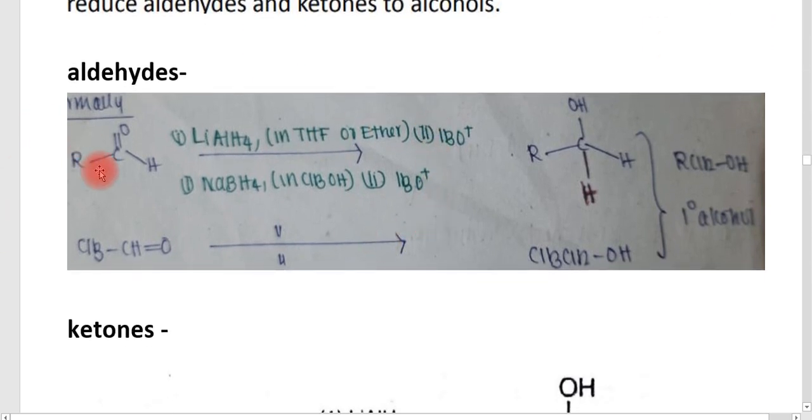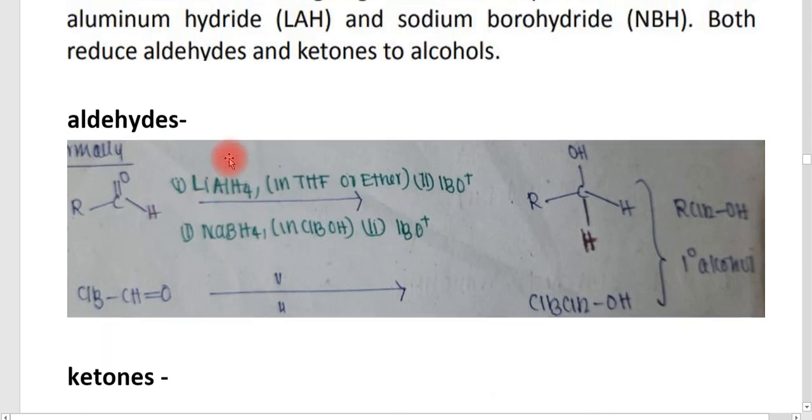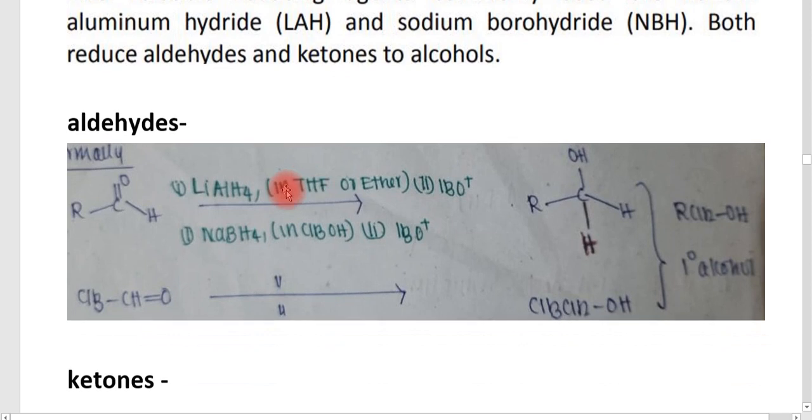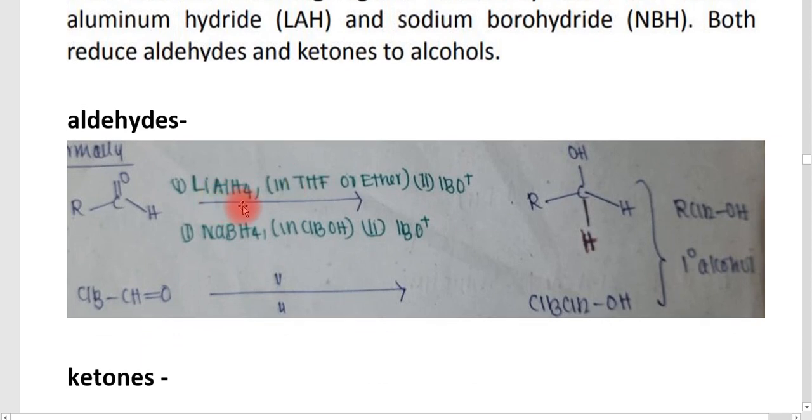You can see here the aldehyde is reduced in the presence of lithium aluminum hydride. Here it is given as LAH. It is also shown as LiAlH4. I think this is a common notation in your guides. RCHO in the presence of lithium aluminum hydride, in presence of tetrahydrofuran or ether. And the second step is hydrolysis. Soon it is converted into a primary alcohol.